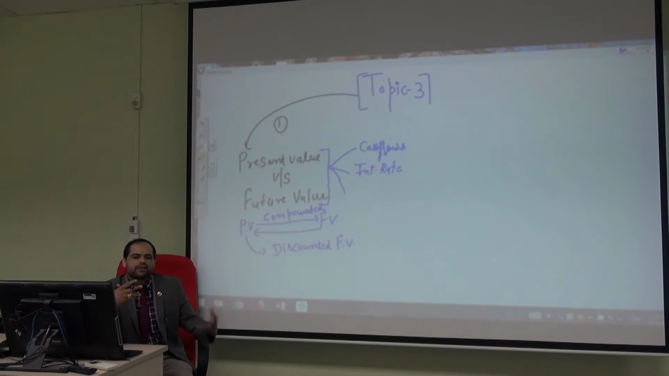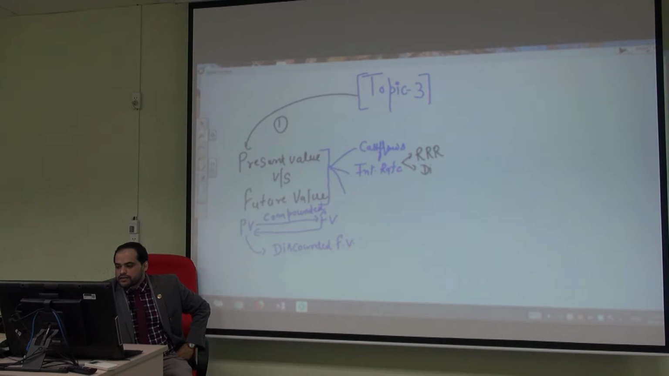So interest rate has different names that we use when estimating present value or future value. Sometimes we call it RRR, the required rate of return. Sometimes we call it the discount rate, because it is the rate that discounts the future value. RRR stands for required rate of return, which means you need that rate of return in order to have a future value, or in order to earn some amount of money.